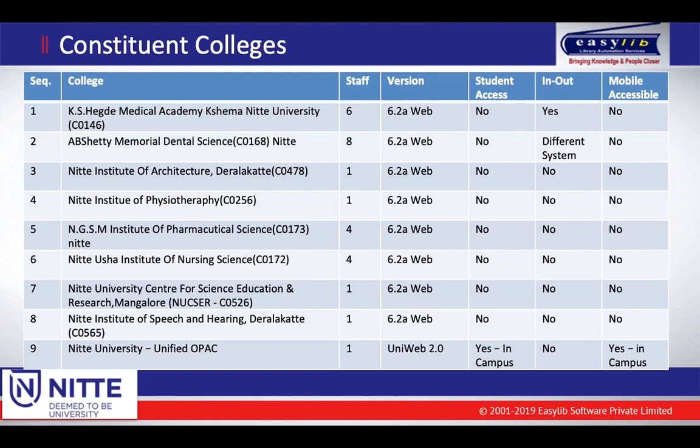In addition to each of the colleges running Easylib 6.2a web, we have got a unified OPAC, online public access catalog system, at the university level, where the data from all the 8 colleges is integrated in one web OPAC. The students can log into this web OPAC and search the books when they are in the campus, both on their PCs as well as mobile devices.